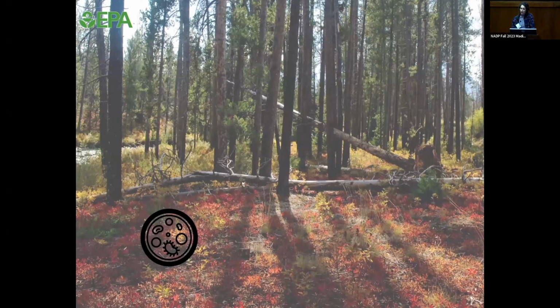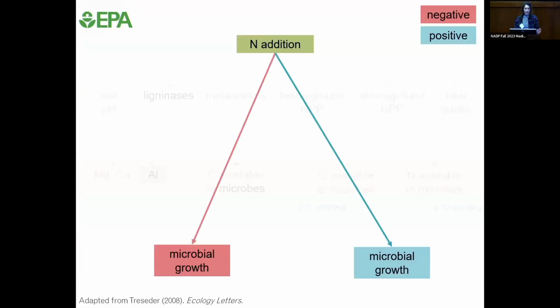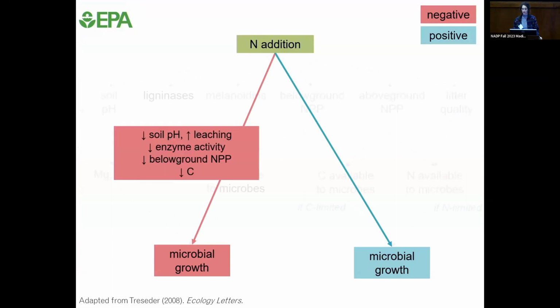Okay, so we can think about ways in which microbes are affected by nitrogen deposition in a forest. Nitrogen could have a positive effect on microbial growth or a negative effect, which I'll describe in these pink and blue boxes. Nitrogen deposition could lead to a decrease in soil pH, which could cause an increase of leaching of magnesium and calcium ions. It can also lead to a reduction in enzyme activity, a reduction in below ground net primary production, and carbon, which could cause a loss of microbial growth.